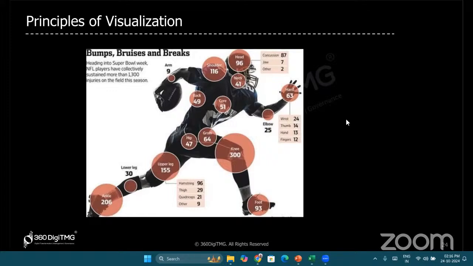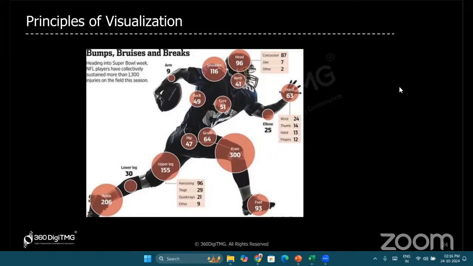So the moment I look at it, without much thought, I know that it is talking about injuries. How do I know that it is talking about injuries? Because I can see the title on the top left corner, bumps, bruises, and breaks. Okay. So the top left corner is very, very important and precious space because that is how we are made to read and write all through our childhood and life, right?